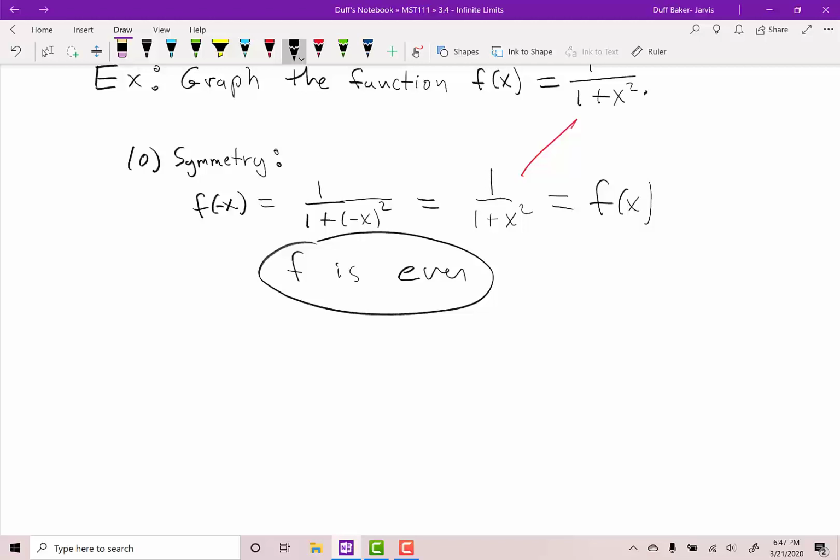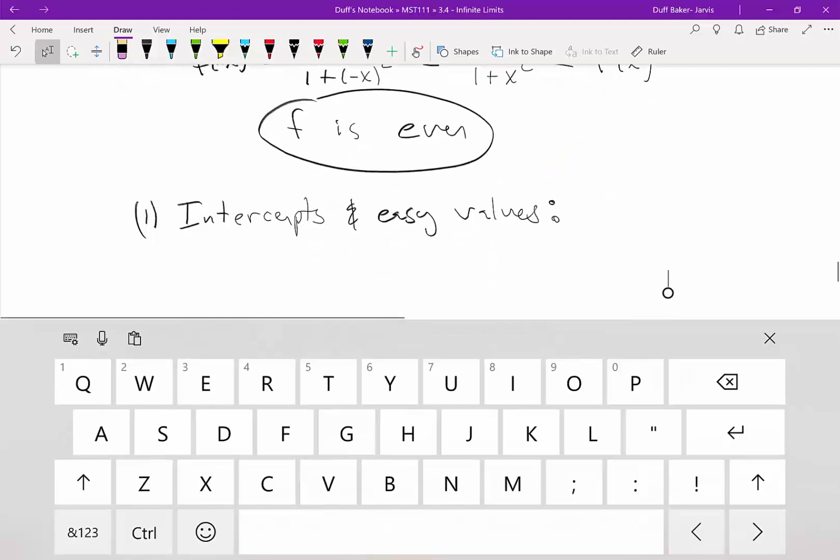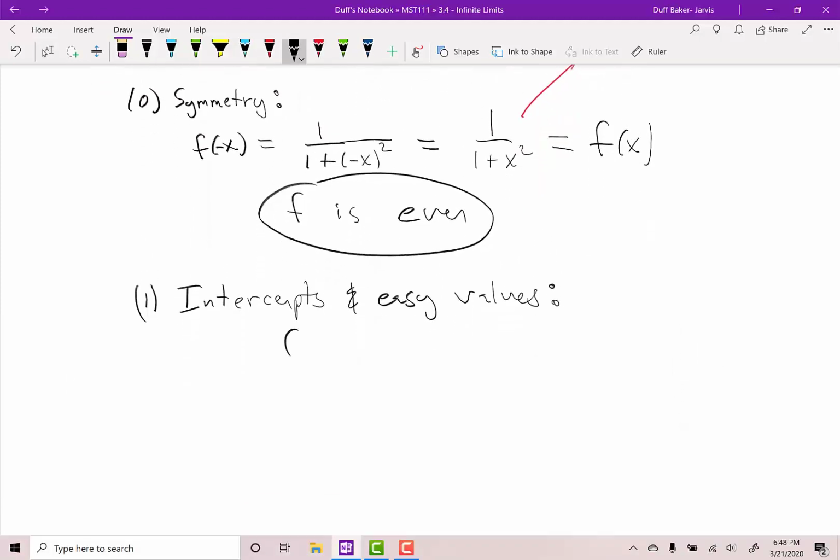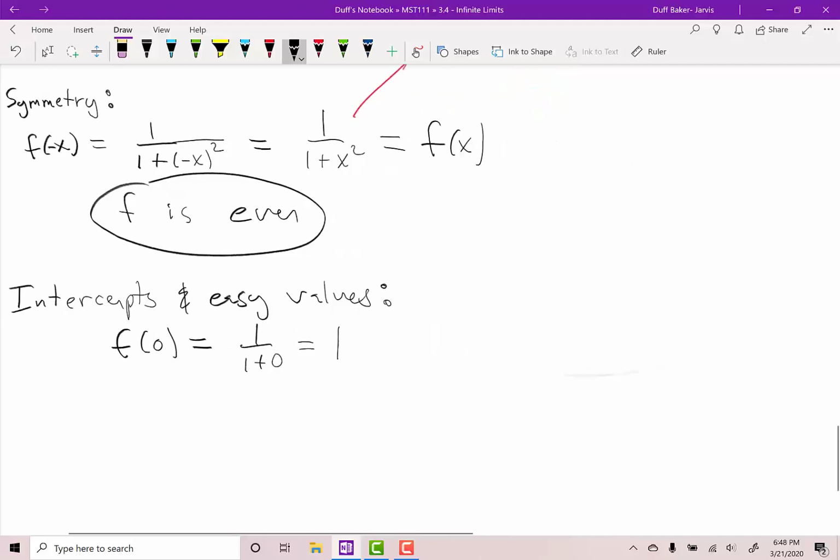Okay, and then number 1. Number 1 was intercepts and easy values. I typically don't spend too much time here unless things are easy to do. An easy value might be just what's f of 0. So f of 0 is 1 over 1 plus 0. That's just 1. So f of 0 is 1. That's nice. That gives us a point on the graph.